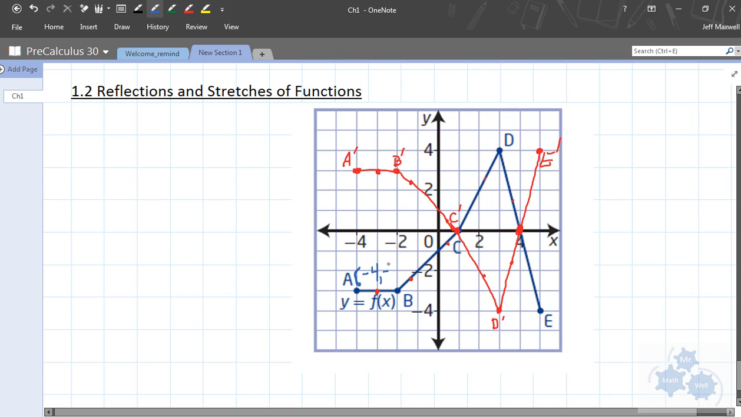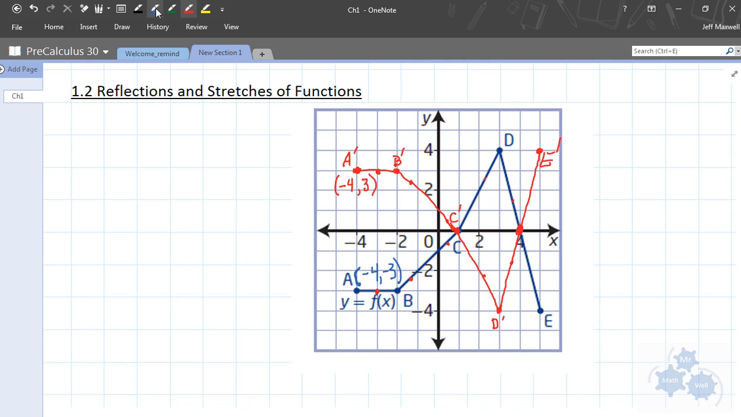-4, -3. Okay. Now what is the image point there? What is the coordinate here? -4, +3. That's true. Okay. Let's pick another one.